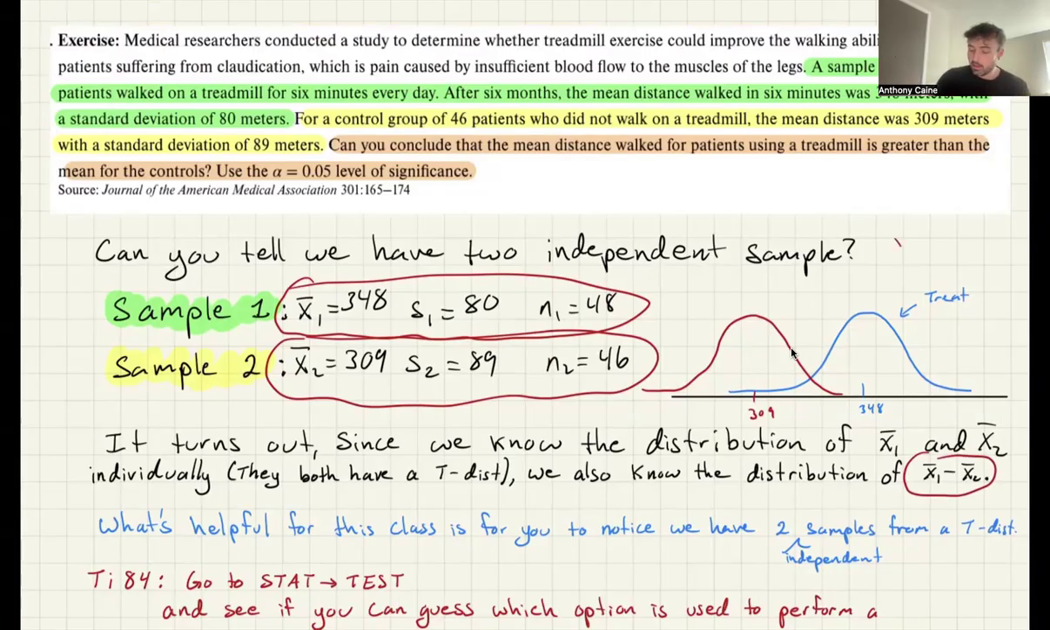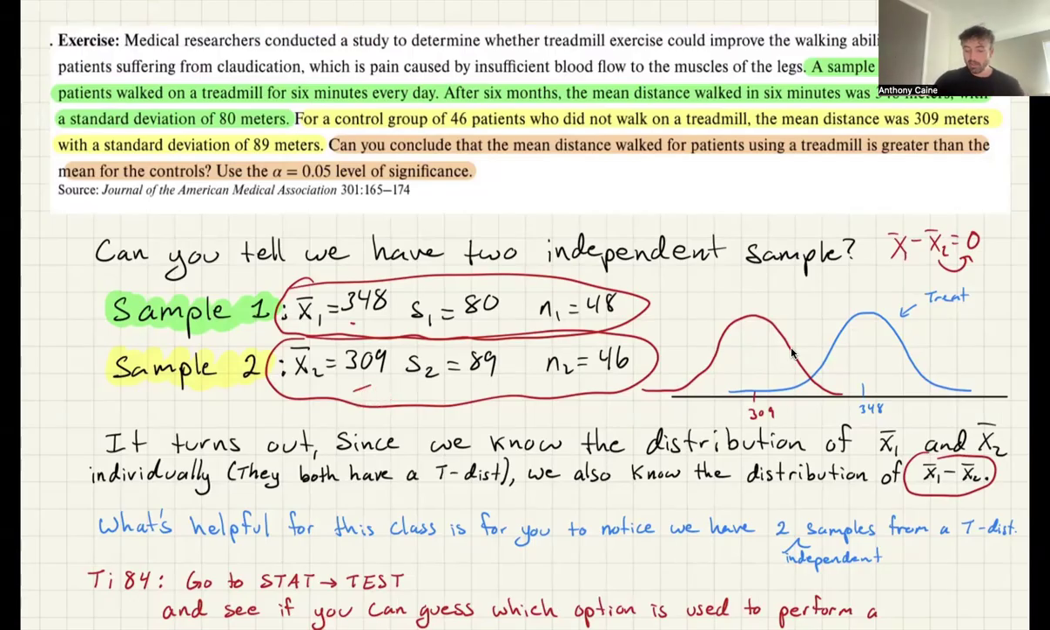Because, okay, if x1 bar minus x2 bar was equal to 0, move that x2 over, what you're really saying is these are the same means. It's a coincidence, it's a fluke that these two values are so far apart. You can imagine it becomes less clear if these people walked 340 meters instead of 309, right?